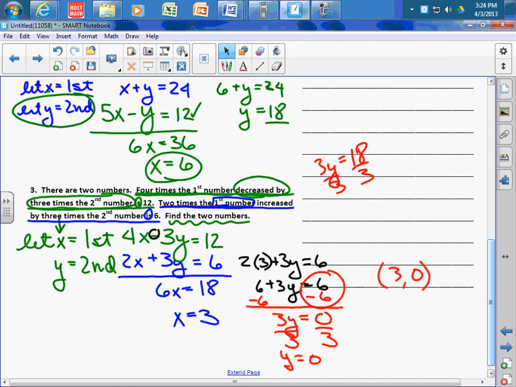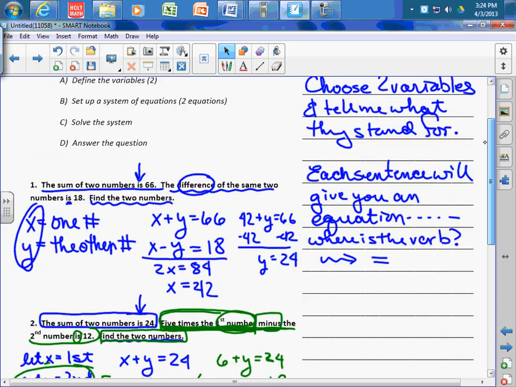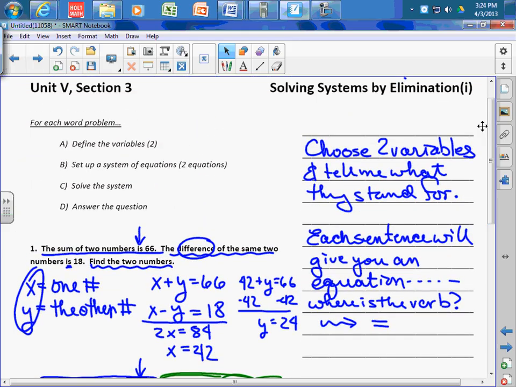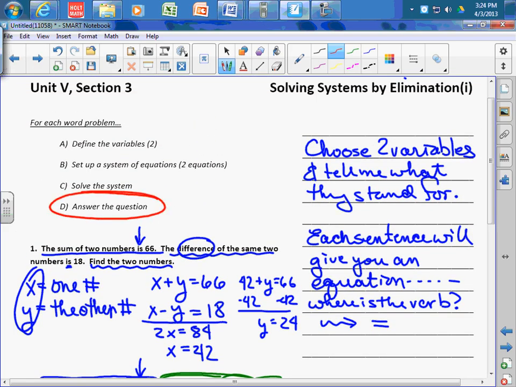Check it to make sure. What's 4 times the first number? 4 times 3 is 12. Decreased by 3 times the second number. Well, that's going to be 0, so it is 12. That checked out. 2 times the first number, 3, increased by 3 times the second, 0, is 6. 2 times 3 is 6. Checked out. So always go back and check your work to make sure it does work out. Checking your work and of course, making sure you answer the question.